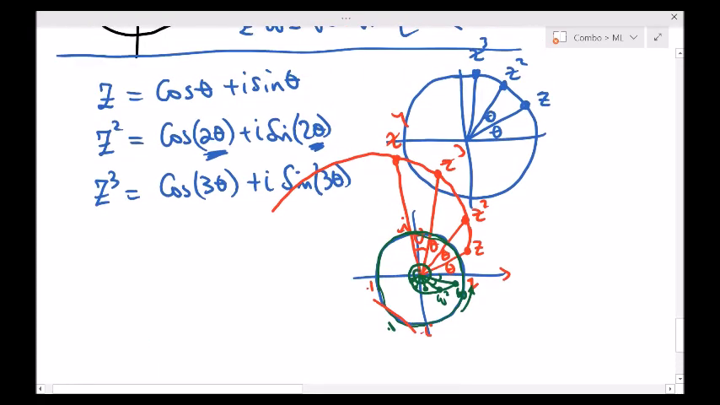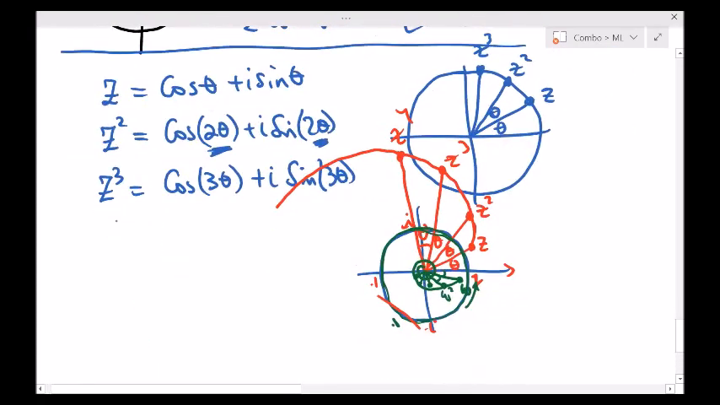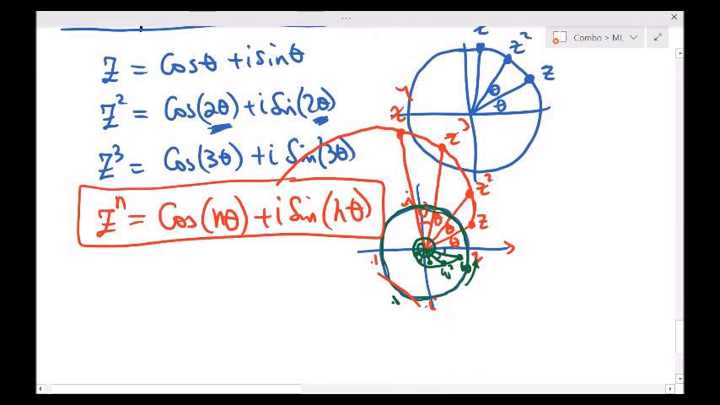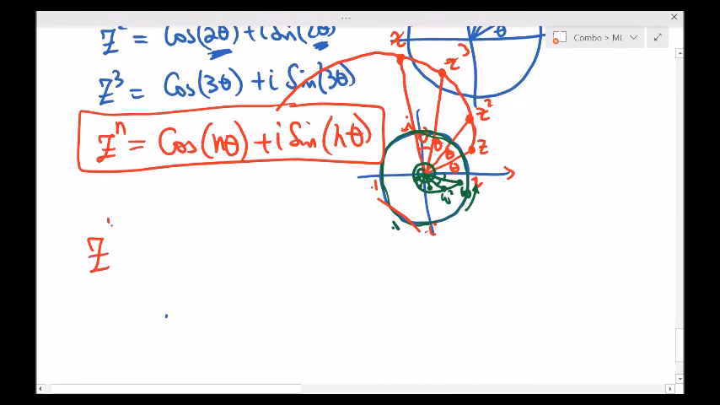Yes, but wait a second. We can use induction, and we can prove it for the general case here, right? cosine n theta plus i sine n theta. It shouldn't be too hard to use induction. So suppose that this is true. So z^(n+1) is technically just z^n times z. We assume this is true, and let's see if we can solve it for n plus 1 as well.